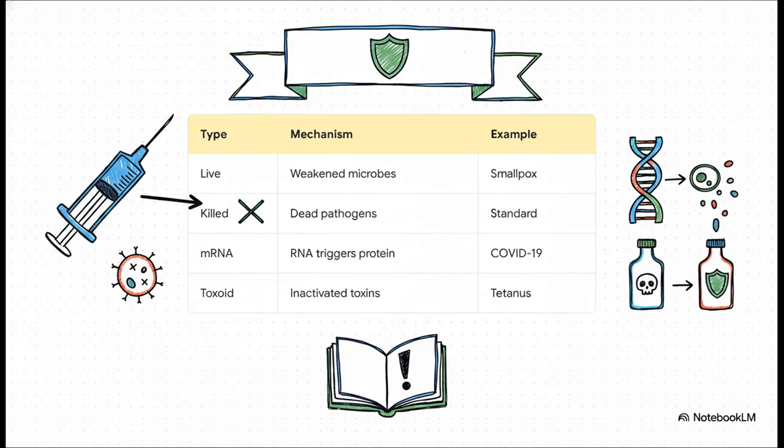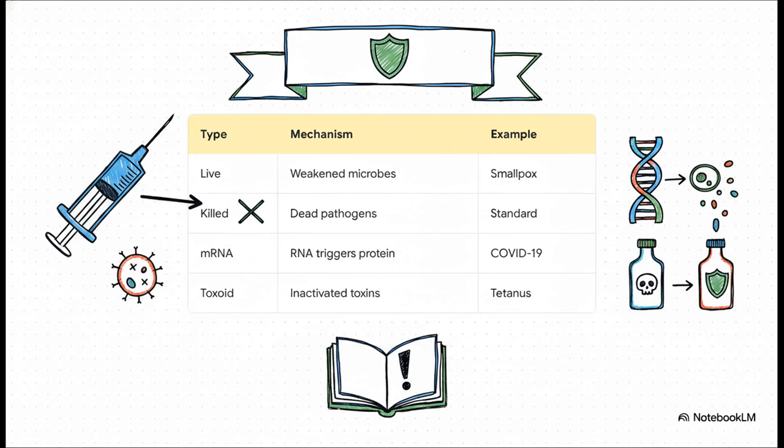So another massive part of adaptive immunity is artificial active immunity, which we usually achieve through vaccination. You'll definitely want to know these categories. Live attenuated vaccines use genetically weakened microbes. Think of the smallpox vaccine. Killed vaccines, on the other hand, use heat or chemically dead pathogens.